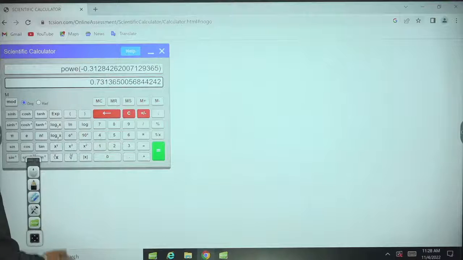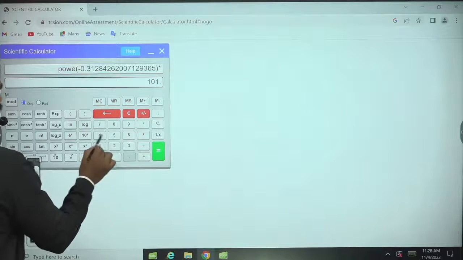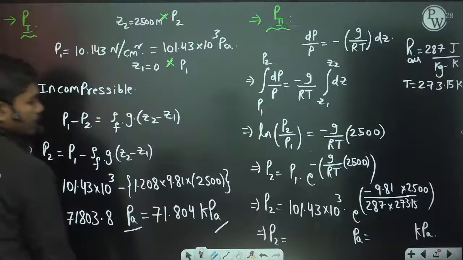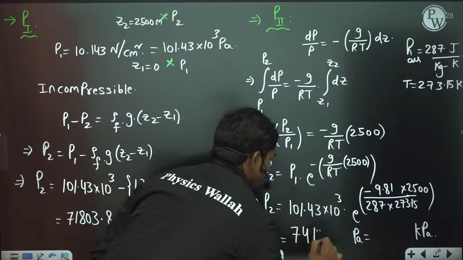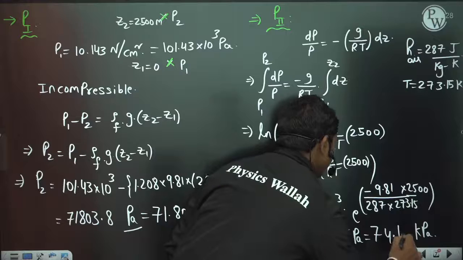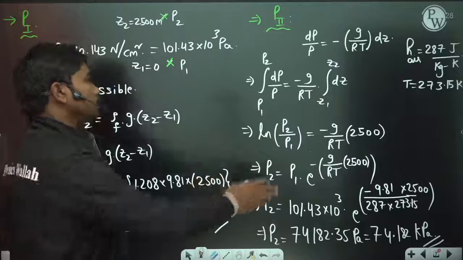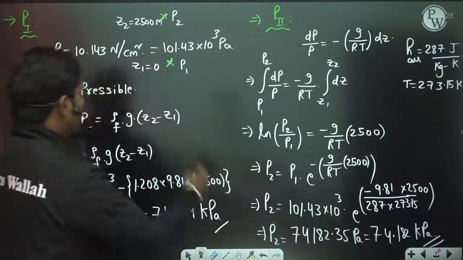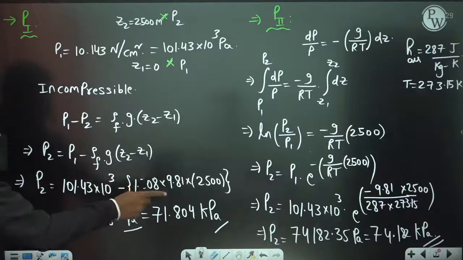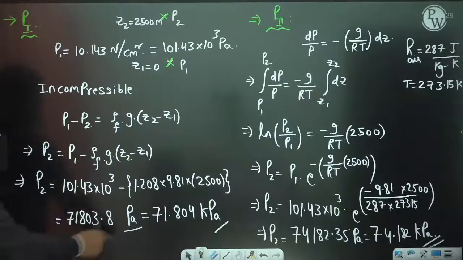The exponential of this value is 0.73136, times 101.43 into 1000, which gives 74,182.35 pascals, which means 74.182 kilopascals. This is the pressure at a height of 2500 meters using the isothermal compressible fluid calculation, and the earlier one is the pressure using the incompressible assumption. They are asking for the ratio of the pressure in the second case divided by the pressure in the first case.